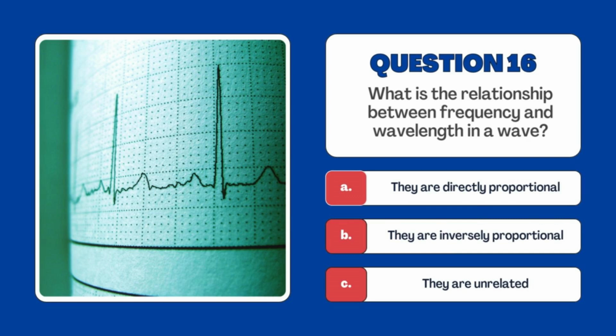A. They are directly proportional. B. They are inversely proportional. C. They are unrelated.